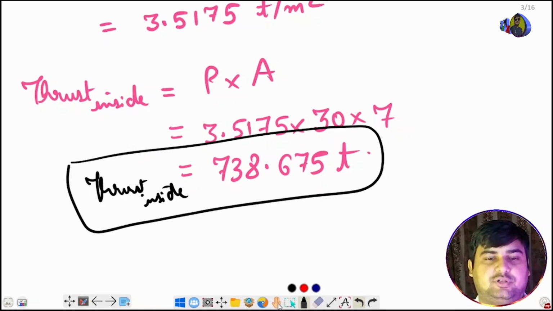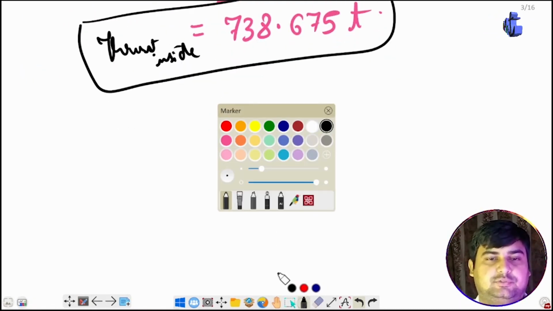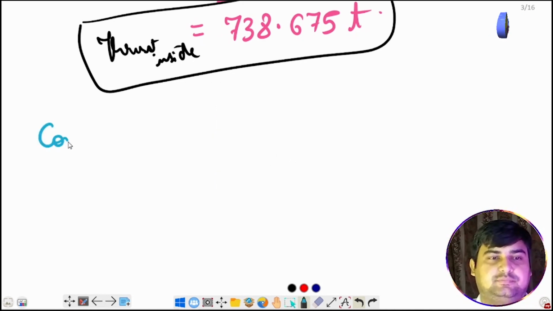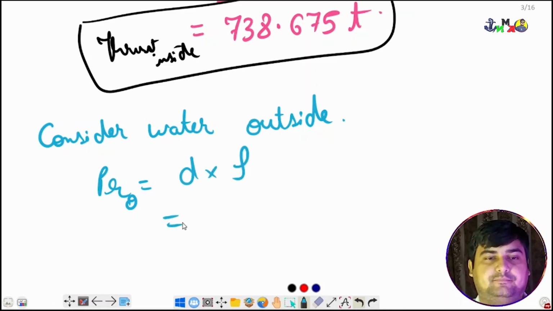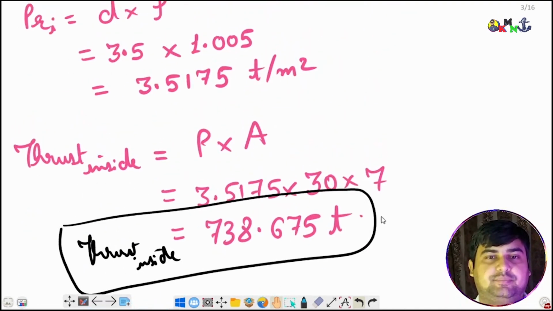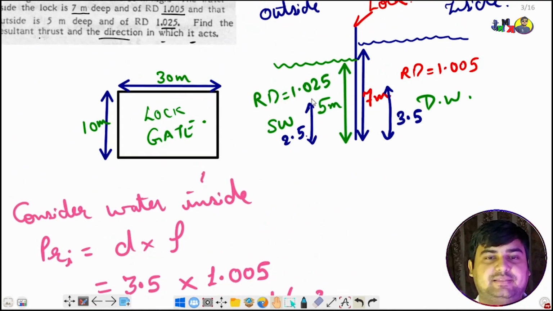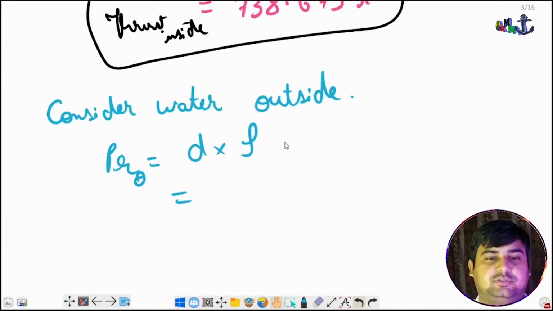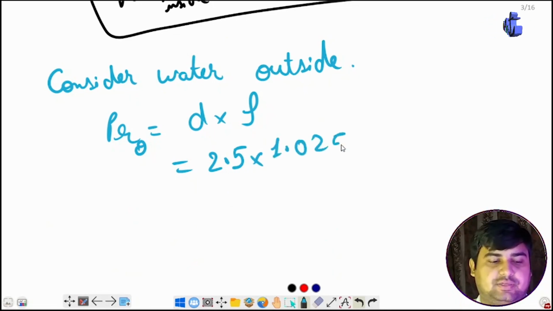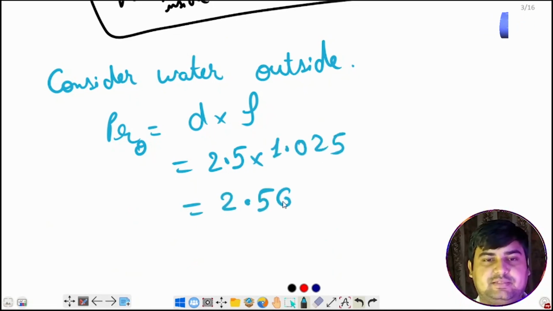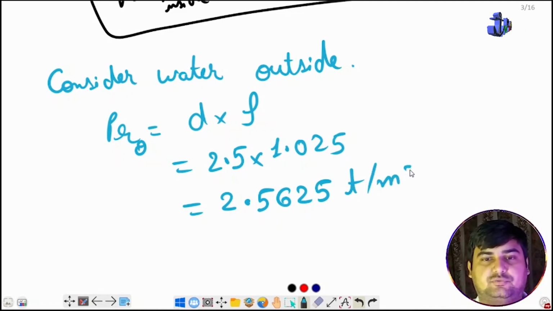Now we need to consider the water outside. So by considering water outside, pressure outside is equal to depth into density. Now outside, as we know, the depth is the geometrical center, so depth will be 2.5 and density is 1.025, that is seawater. So it will come out to be 2.5625 tons per meter square.